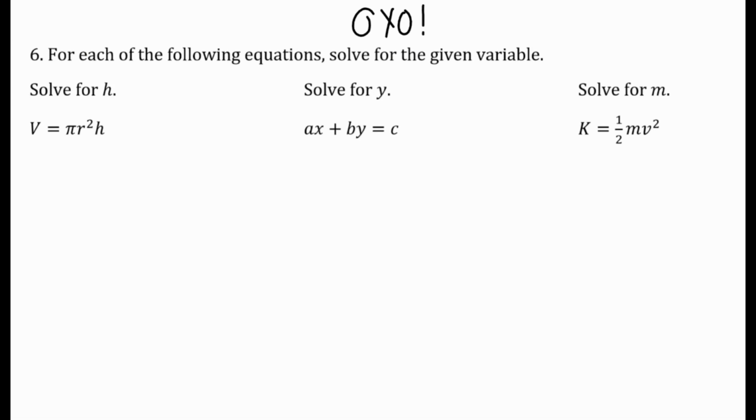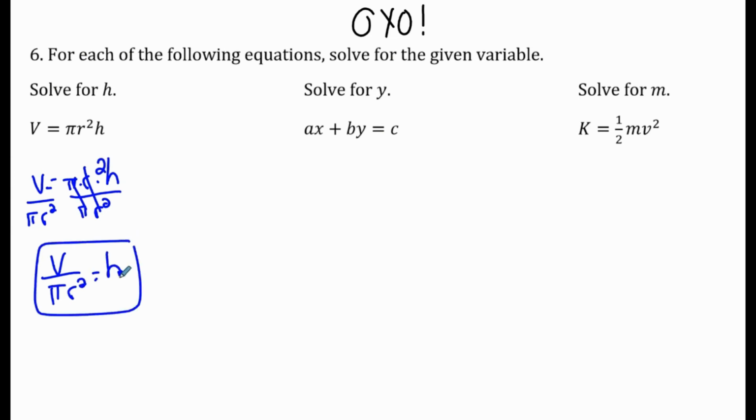So solve for h. Here's volume equals pi r squared h. How do I get h alone? Well, I don't see any adding or subtracting. I see a bunch of multiplying. How do I undo multiplying? Divide by pi, divide by r squared. So volume over pi radius squared equals h. Did I solve for h? I did.